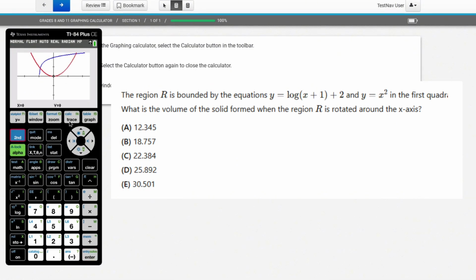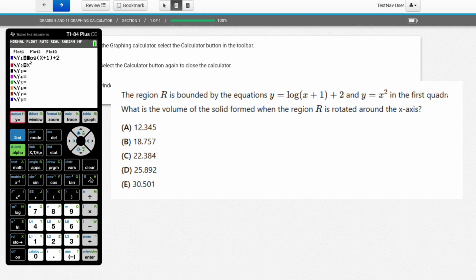So hit second calc. Let's find out where these two guys intersect. Let's move over here a little bit, hit enter. Move over here a little bit, hit enter. Hit enter again. And I get 1.5513. All right, so let's set up our integral.